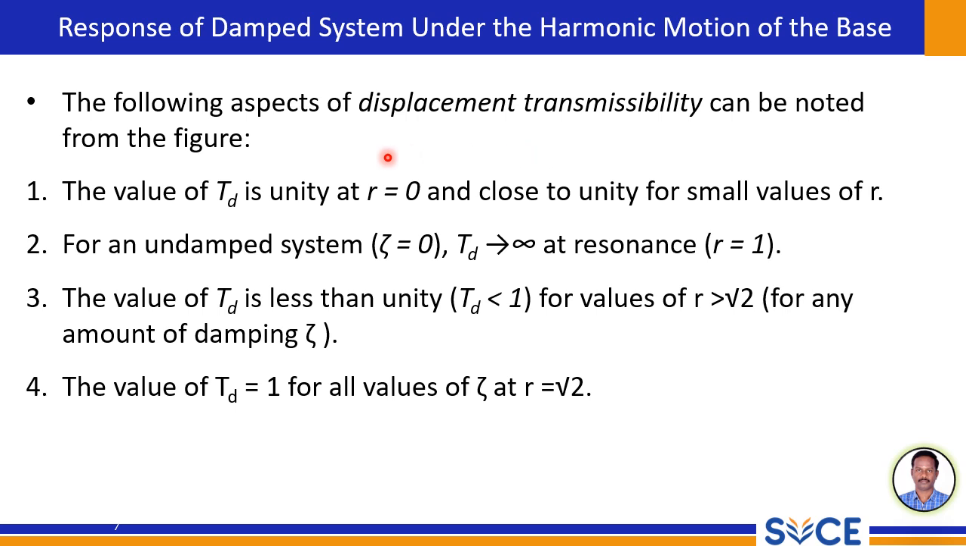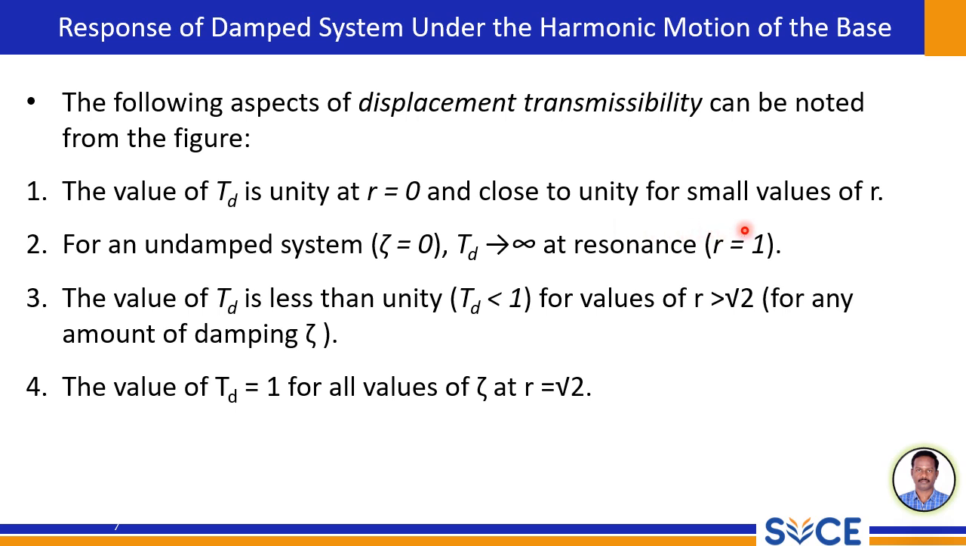Let's summarize the key takeaways we can glean from the displacement transmissibility graph we just examined. The observations are crucial for understanding the behavior of our system under base excitation. The very first observation is the value of transmissibility is unity at r equal to 0 and close to unity for small values of r.